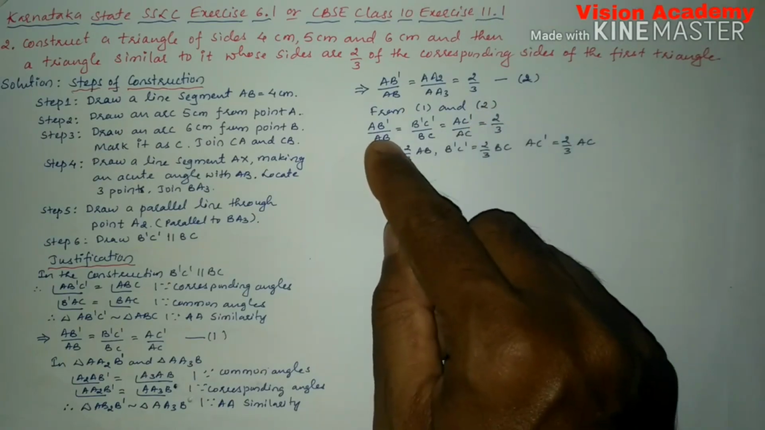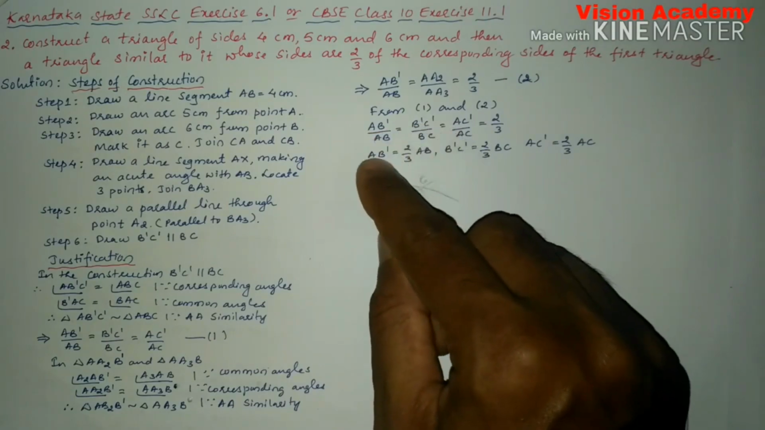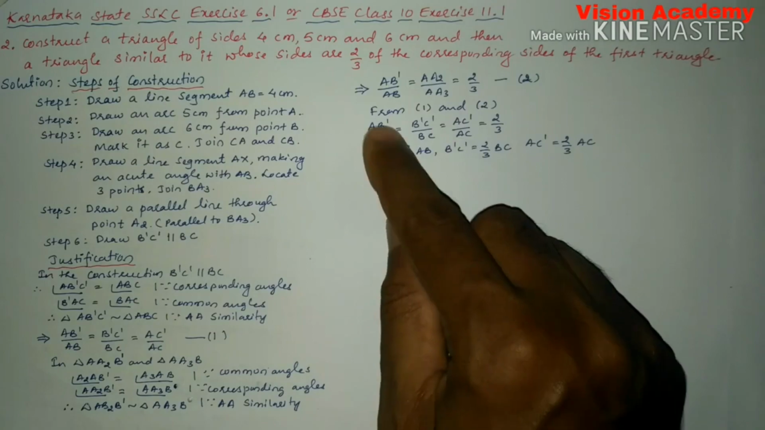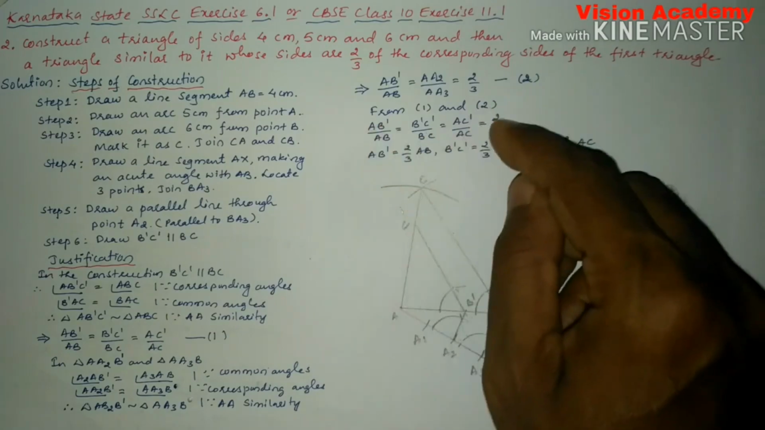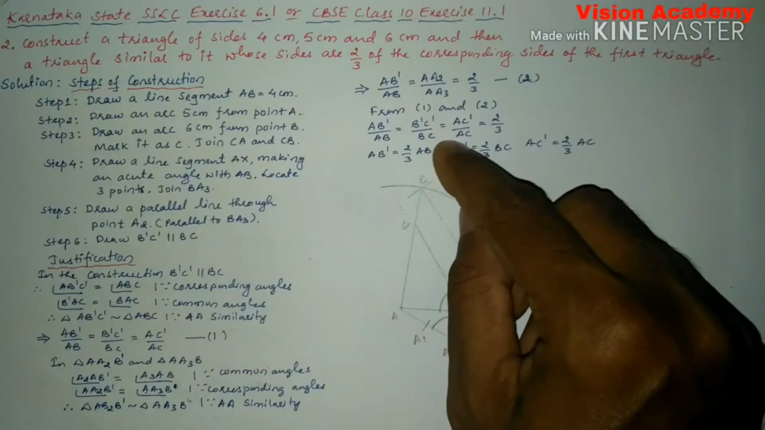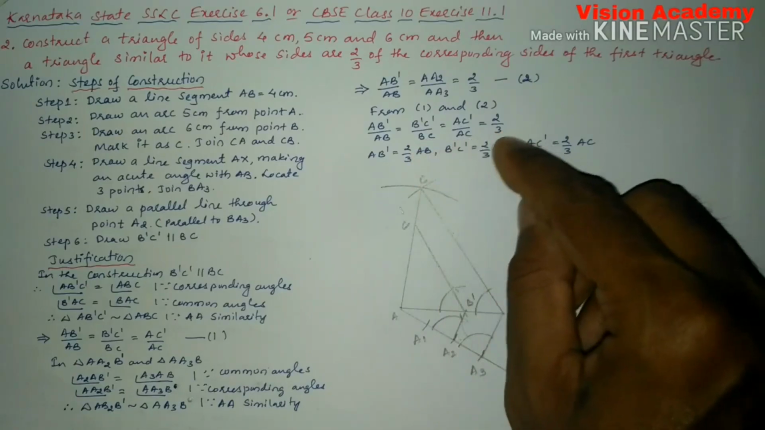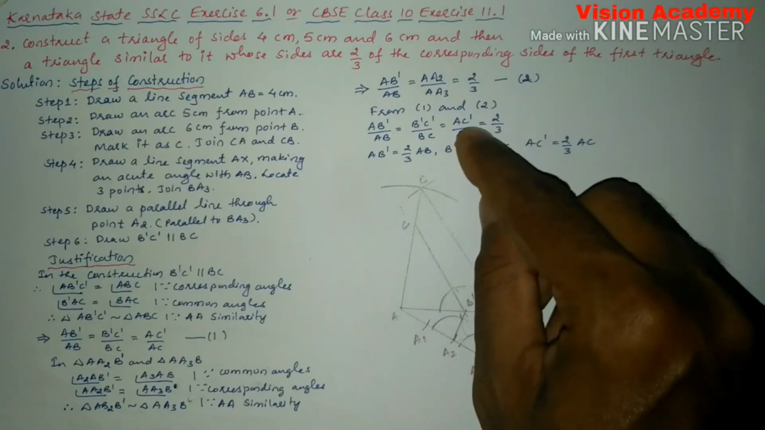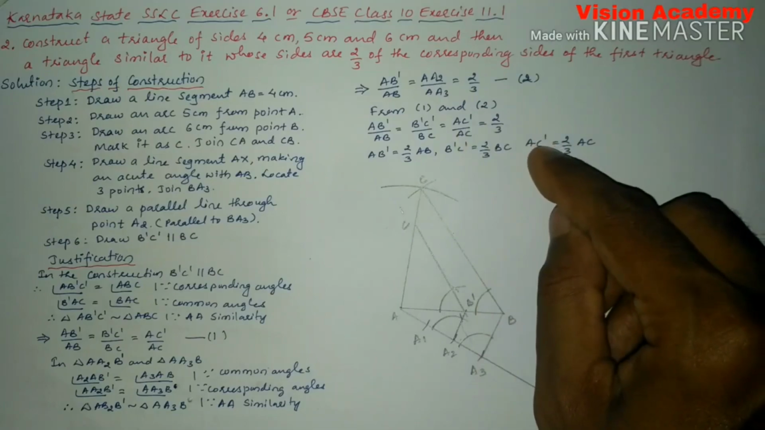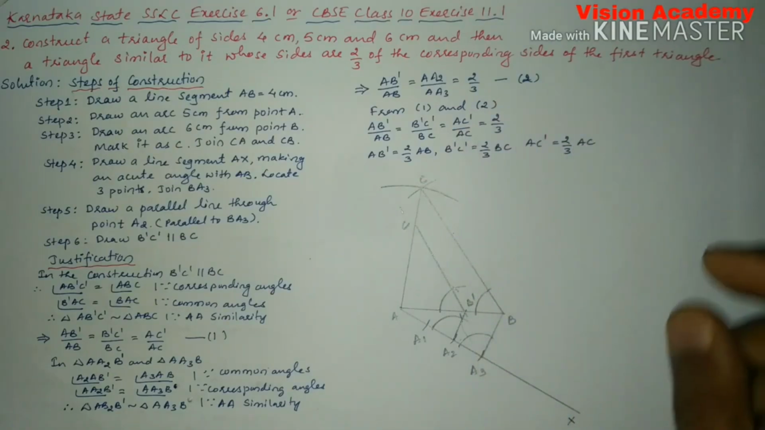Here once we transform this AB from LHS to RHS, it will become AB dash is equal to 2 by 3 into AB. Similarly B dash C dash is equal to 2 by 3. Once we transform this BC from LHS to RHS, it will become 2 by 3 into BC. Similarly AC dash is equal to 2 by 3 into AC. So this is the justification.